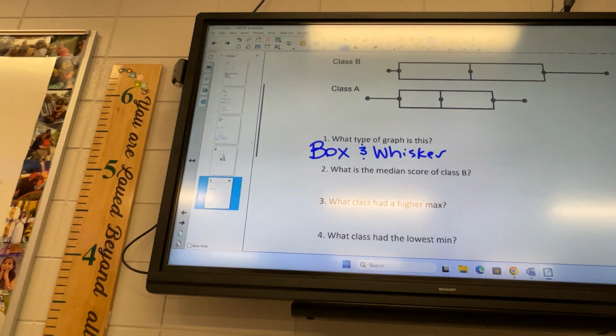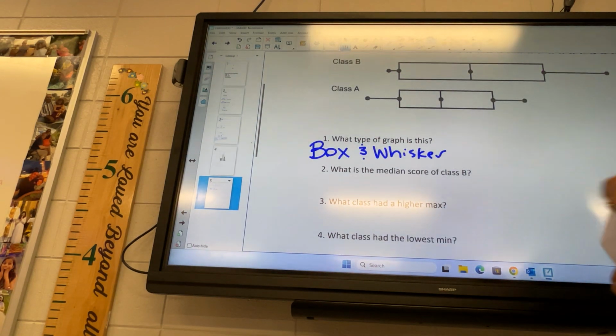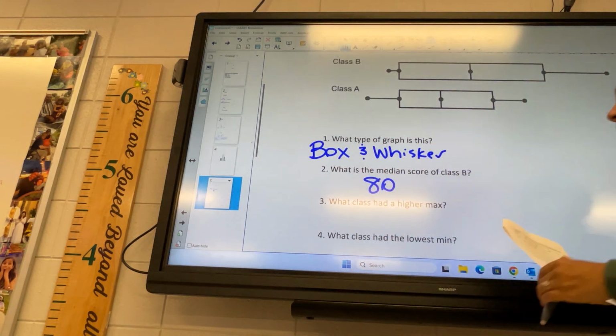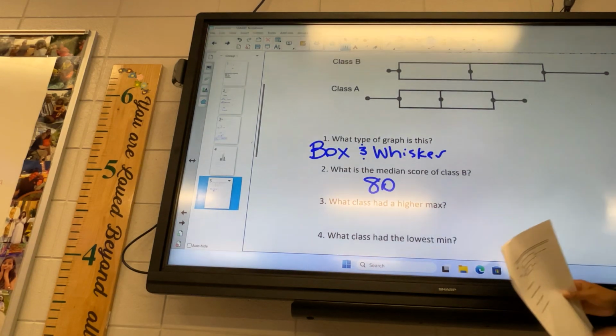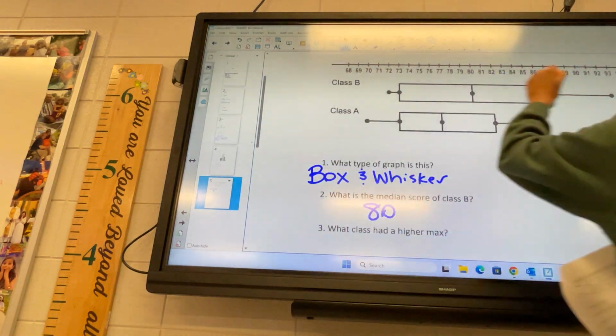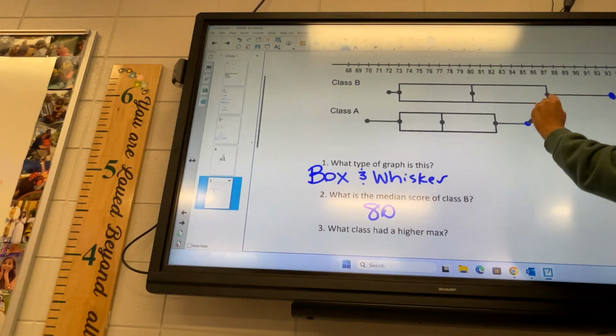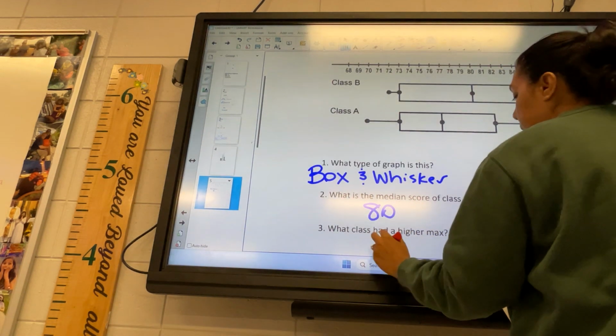What is the median score of Class B? 80. How do we know it's 80? Yeah, so the middle line with the dot inside the box is always going to be the median. Okay, so what is the median score of Class A? 77. Okay, so this is asking us about Class B, so we're going to put 80 here. Which class had the higher max? B. How do you know? The very last dot. This is our max. Okay? So Class B.